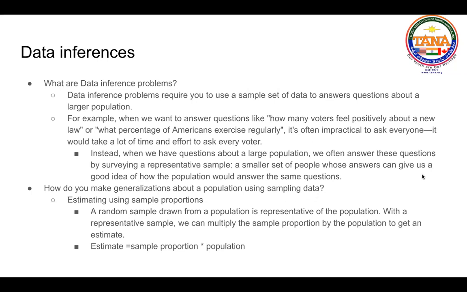Instead, when we have questions about a large population, we often answer them by surveying a representative sample, which is a smaller set of people whose answers can give us a good idea of how the population would answer the same questions. So how do you make generalizations about a population using sampling data? You could estimate using sample proportions. A random sample drawn from a population is representative of the population. With a representative sample, you can multiply the sample proportion by the population to get an estimate. So the formula is estimate equals sample proportion times population.